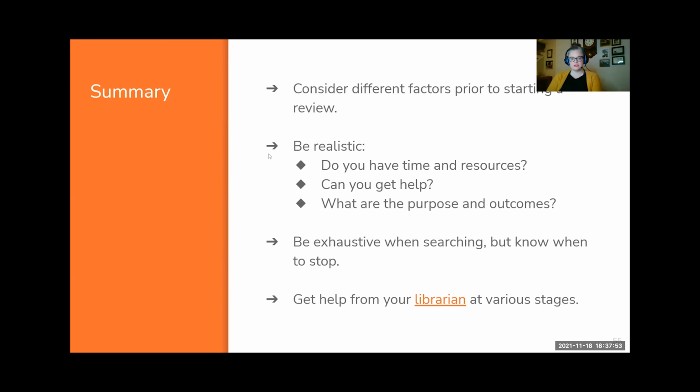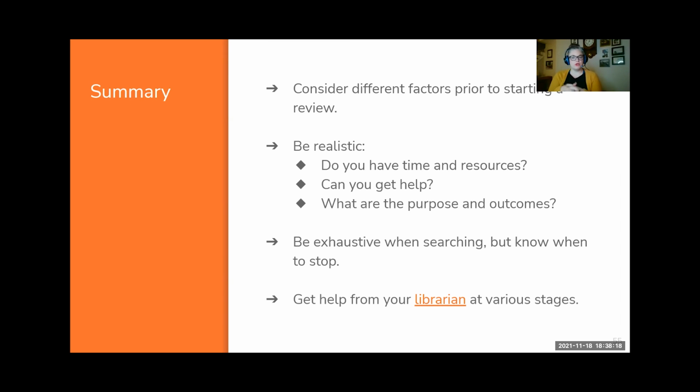So one of the things that you need to think about, again, is coming back to managing expectations. You need to be realistic, right? Do you have the time? Do you have the resources? Do you have the research team in place? Where can you get help? And is your research question clear and feasible? Those are really the first things that you want to have in place as you are planning this.